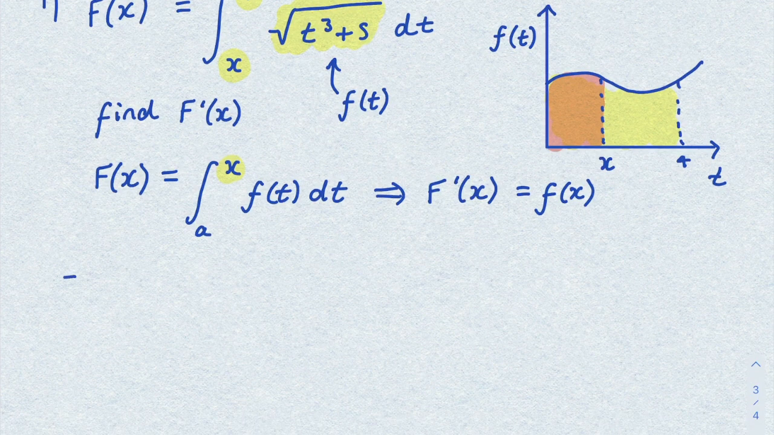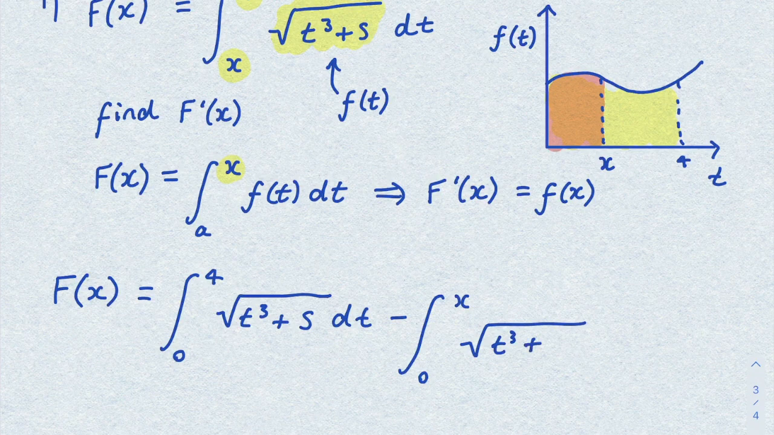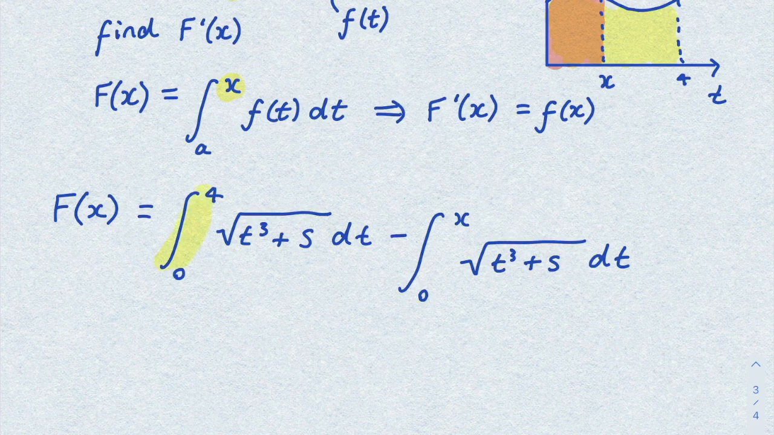So we can say that uppercase f of x is equal to the integral from 0 to 4 of the square root of t cubed plus 5, integrating with respect to t, minus the integral from 0 to x of the square root of t cubed plus 5, and again we're integrating this with respect to t. Okay, so we have this first integral. Now, rather than trying to integrate it, we will just say that this function is lowercase f of t, and we can say the same for this integral here.